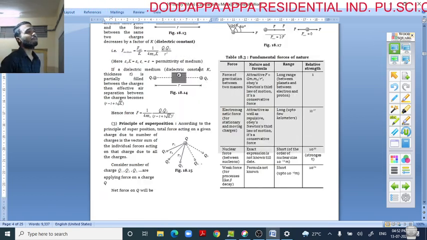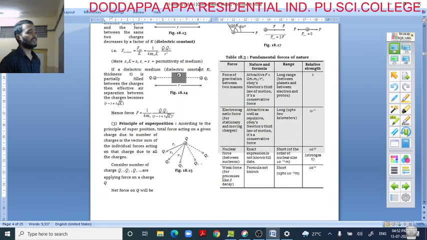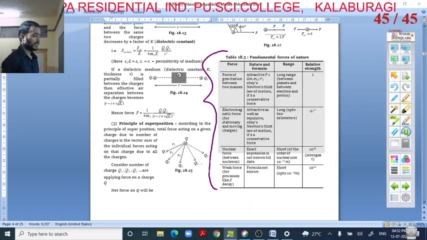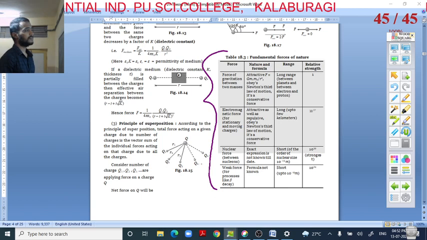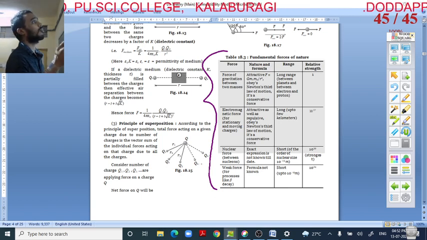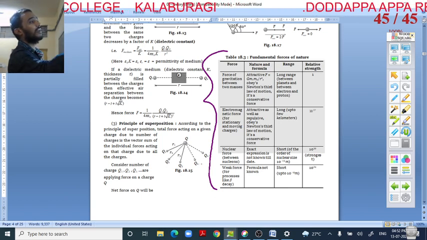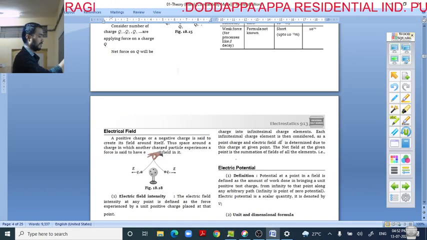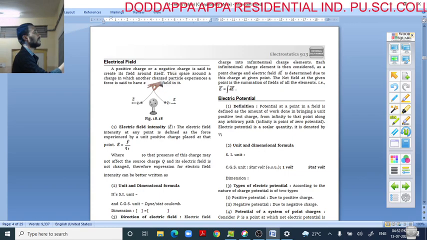Fundamental forces of nature. Just concentrate on this. I'm not going to discuss this; I'm going to concentrate on formulas and relations only.